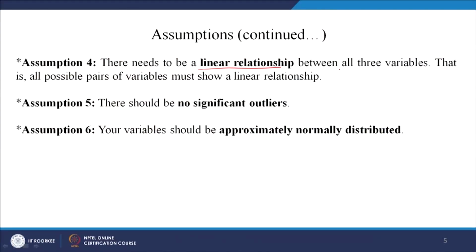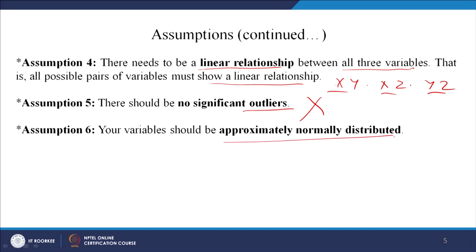Assumption 4: there needs to be a linear relationship between all three variables, the dependent, independent and the covariate. That is, all pairs of variables must show a linear relationship. So x, y; x, z; and y, z, all three must show a linear relationship. Outliers should not be present, because we have understood by now that outliers can distort statistical interpretations. Sixth assumption: your variables should be normally distributed. These are basic assumptions which we need for any statistical or parametric test.